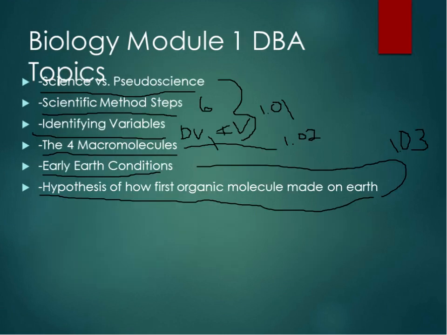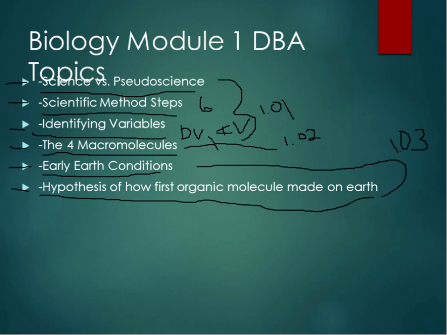Make sure you guys know these 6 questions. These are the 5 to 6 questions that will be brought up for sure. Science and pseudoscience, scientific method steps, identifying variables, the 4 macromolecules, early Earth, and then the hypothesis.